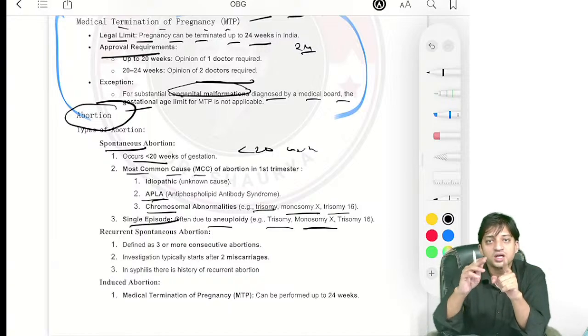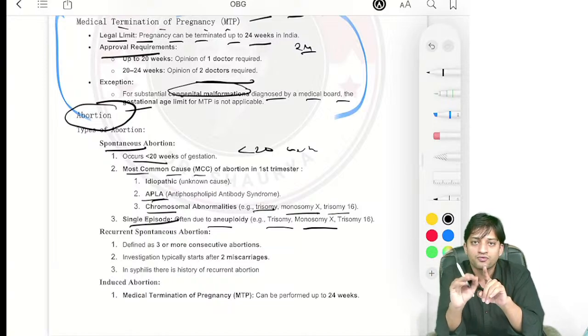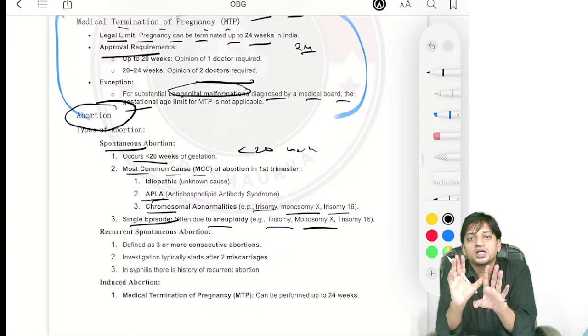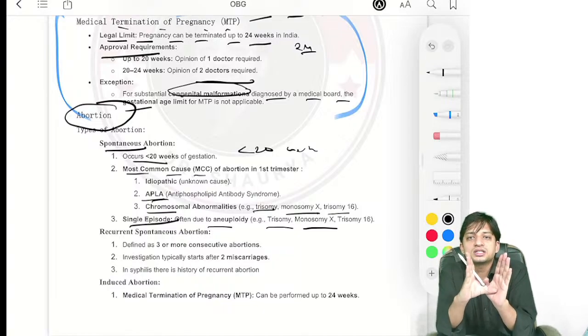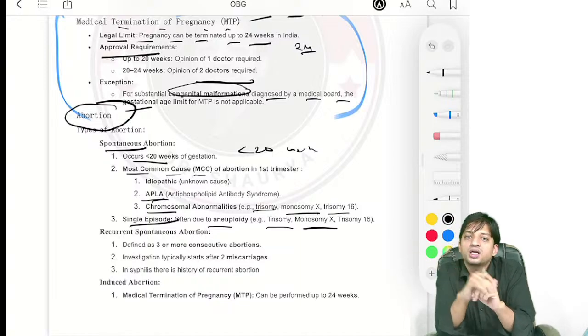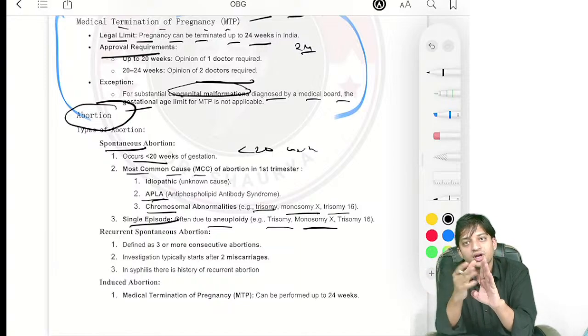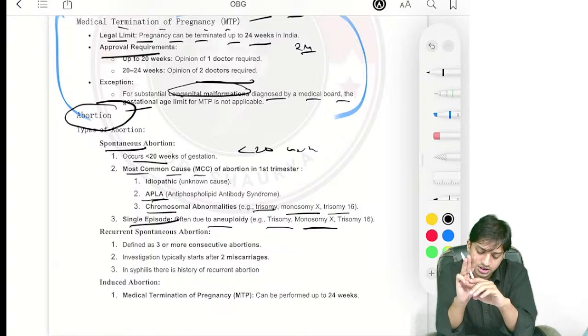Generally, a single episode of first trimester abortion is associated with chromosomal anomalies. Now I will tell you the approach to solve questions. Listen to me very carefully. I am going to tell you two approaches. First, if they give you a history of single episode abortion in the first trimester, you can easily suspect chromosomal anomalies. But if they give you a history of recurrent abortion, and when do you call it recurrent abortion? When there are 3 or more consecutive abortions, right?